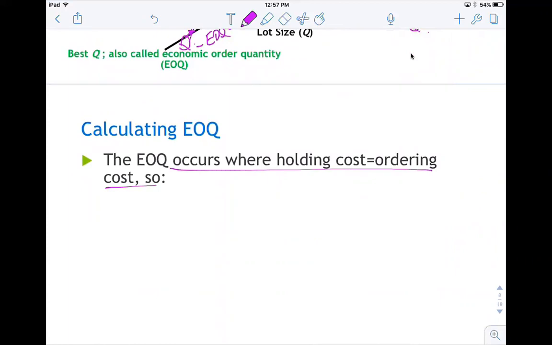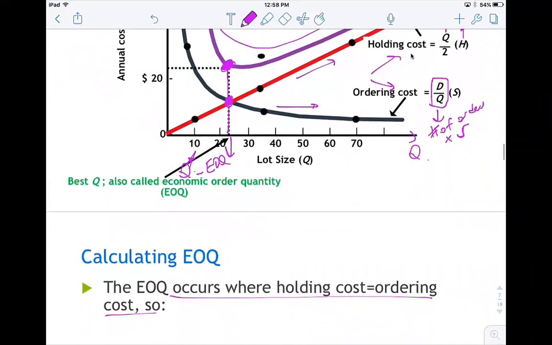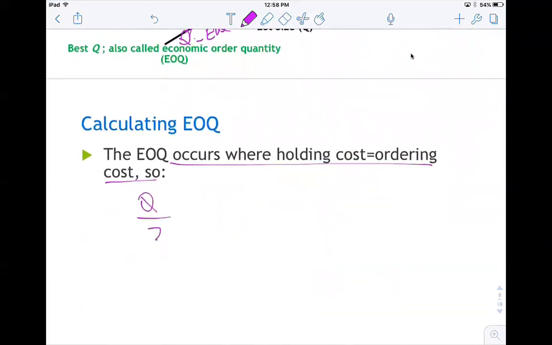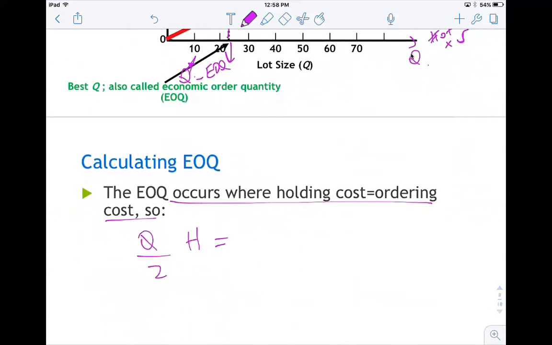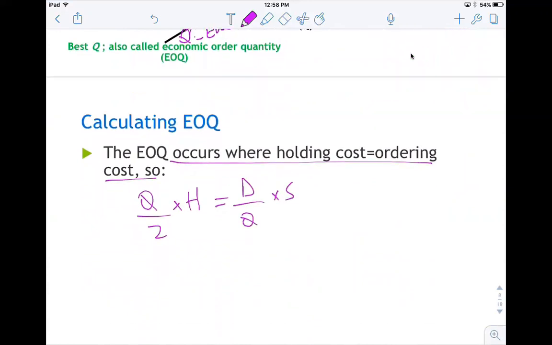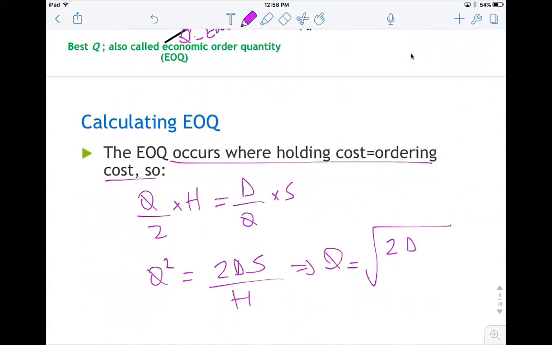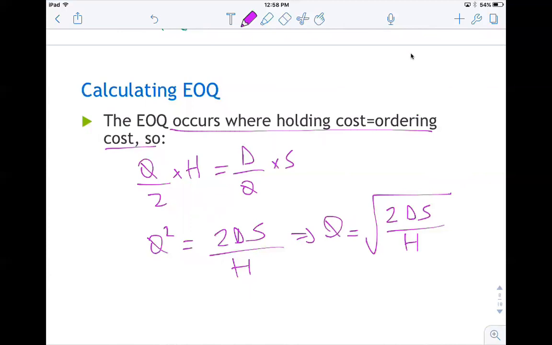Let's write them. Holding cost is just Q divided by 2 times H. Let's set this equal to D divided by Q times S, and let's solve this whole thing for Q. And we see that Q equals the square root of 2DS divided by H, okay? This is the equation that we are going to be using all the time to decide our economic order quantity model.